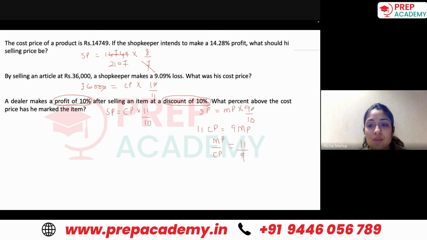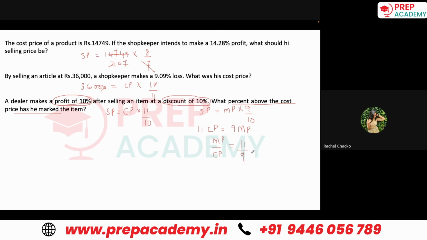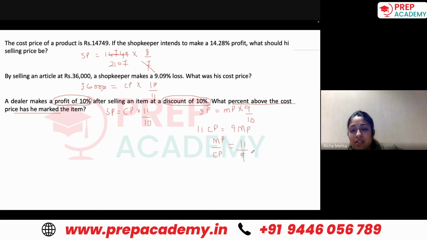Now what is asked of me? What percentage above the cost price has he marked the item? Now what does this ratio mean? When my marked price is 11, my cost price is 9. Which means when my cost price is 9, how many rupees above the cost price has the item been marked? 2 rupees. So how did you calculate markup percentage? Do you remember what the formula for markup percentage was? Markup upon cost price into 100.